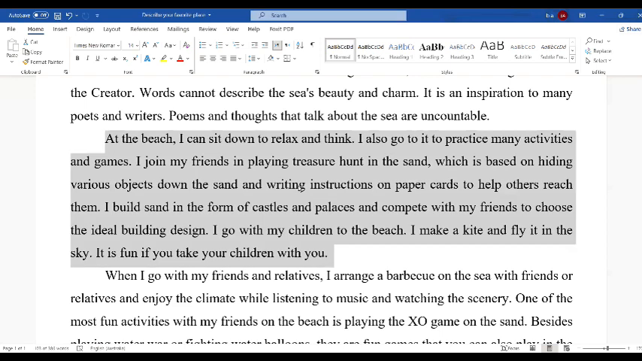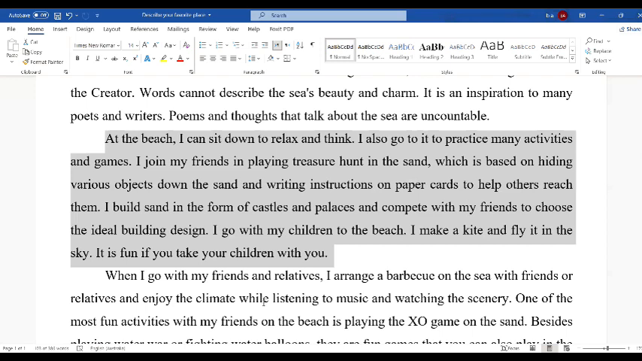At the beach, I can sit down to relax and think. I also go to it to practice many activities and games. I join my friends in playing treasure hunt in the sand, which is based on hiding various objects down the sand and writing instructions on paper cards to help others reach them. I build sand in the form of castles and palaces and compete with my friends to choose the ideal building design. I go with my children to the beach. I make a kite and fly it in the sky. It's fun if you take your children with you.